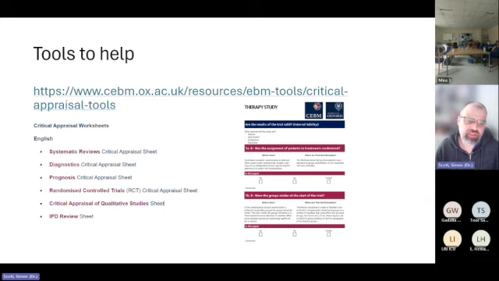But there are tools to help. This is a link to the Centre for Evidence-Based Medicine. You can either write it down, or I'm sure these slides will be online, or you can download them. They have sheets that you can work through. You can go through systematic reviews, diagnostics. The RCT one's quite good. That's an example of what it looks like. It makes you go through the questions, and it tells you how to work out things like relative risk and absolute risk reduction and that sort of thing. So if you're asked to formally critically appraise a paper, that's a link you can use.